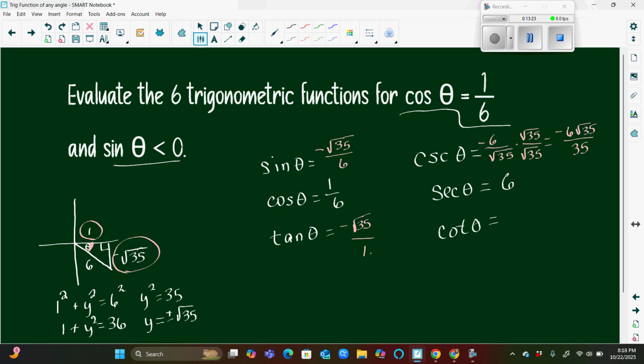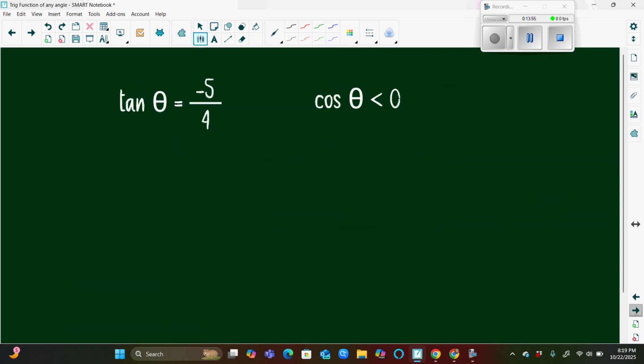And then down here we have tan is negative square root of 35. Remember that was negative square root of 35 over 1. So when you flip that, you get negative 1 over the square root of 35. And again, we need to rationalize. We're going to multiply by the square root of 35 over the square root of 35. And I get negative square root of 35 over 35. And there you have it. Okay, erase that part. There we go. Okay, so now let's go to another example.